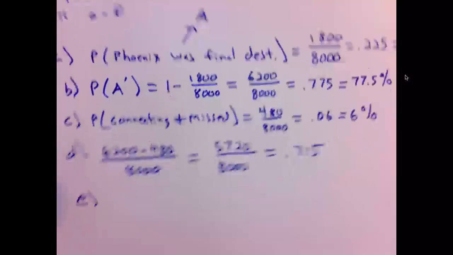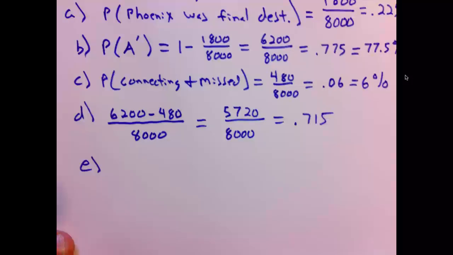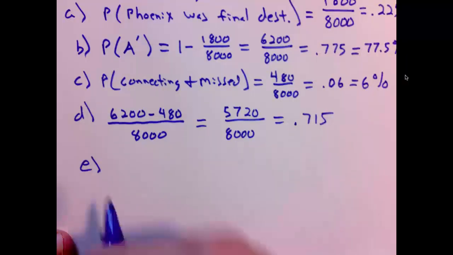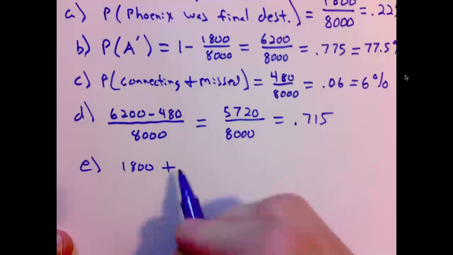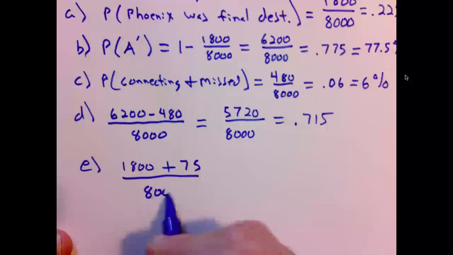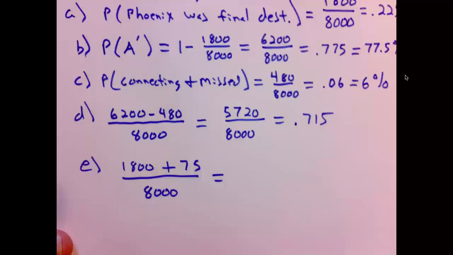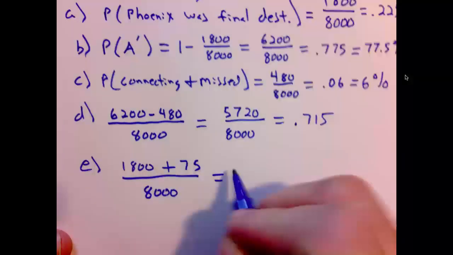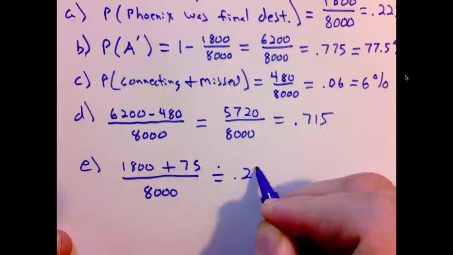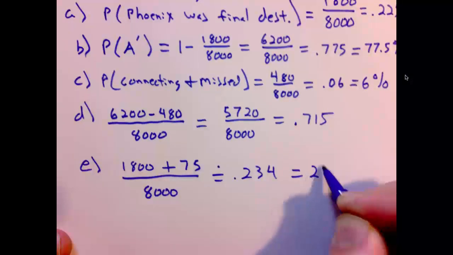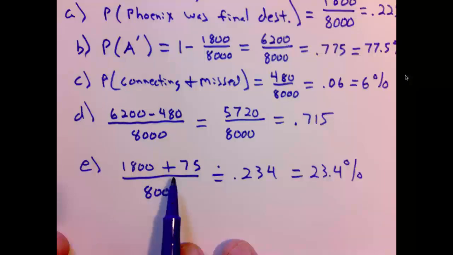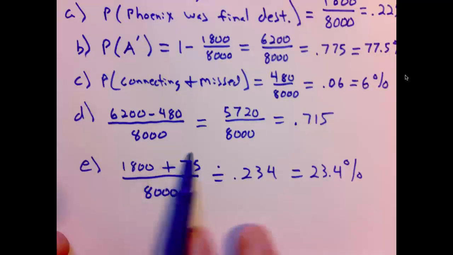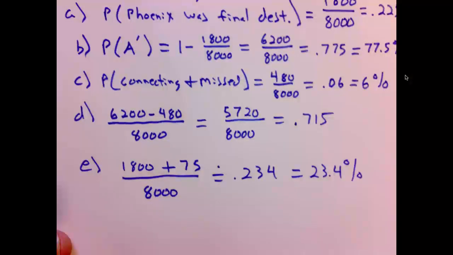The probability that the selected passenger either had Phoenix as a final destination or was delayed overnight. Phoenix as a final destination, that was 1,800, or was delayed overnight, that was 75, of the 8,000. Okay, so that's 1,875 divided by 8,000. That is approximately 0.234. All right, and that is 23.4%. So a little less than 1/4 of the people were going to be staying in Phoenix. That is, that was their final destination, or they had to rent a hotel or stay in the airport, whatever it might have been.